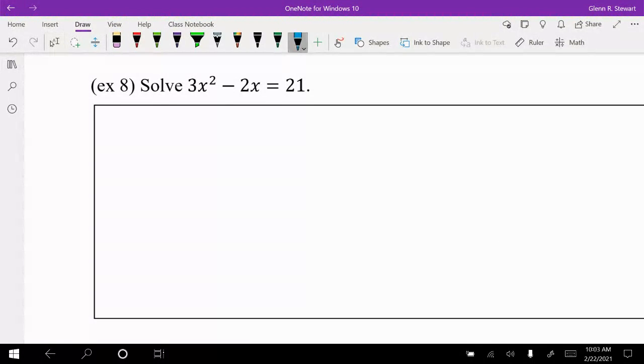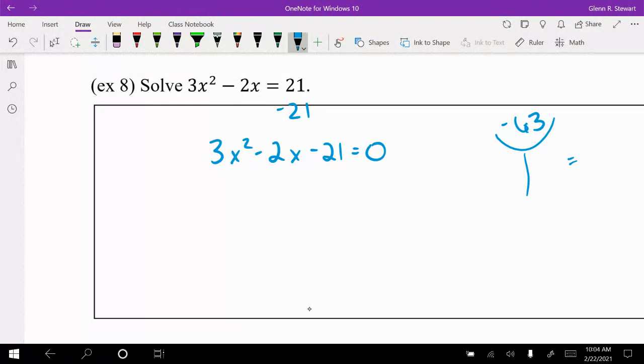Same thing with example number 8. We want to make sure that we move the 21 over to the opposite side. Each of these we want to be set equal to 0. With 3, 2, and 21, you can't factor anything out. So I'm going to think to myself, and maybe off to the side you are, what's going to multiply 3 and 21, or negative 63. So what would multiply to give us negative 63 and add to give negative 2?